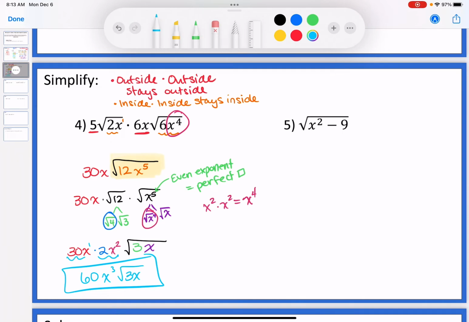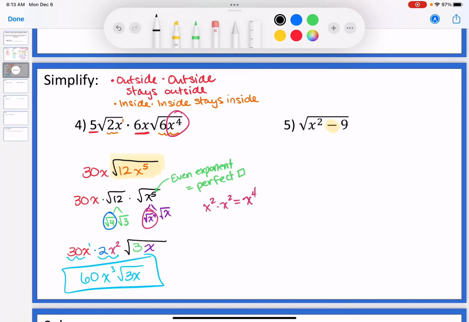All right. Now we are getting into some trickier things. This number 5 is kind of like our transition from simplifying to solving. But here I have the square root of x squared minus 9. Now this one is tricky because I have a plus or a minus in here. This is a binomial, right? This is what throws everything off for people a lot of times.